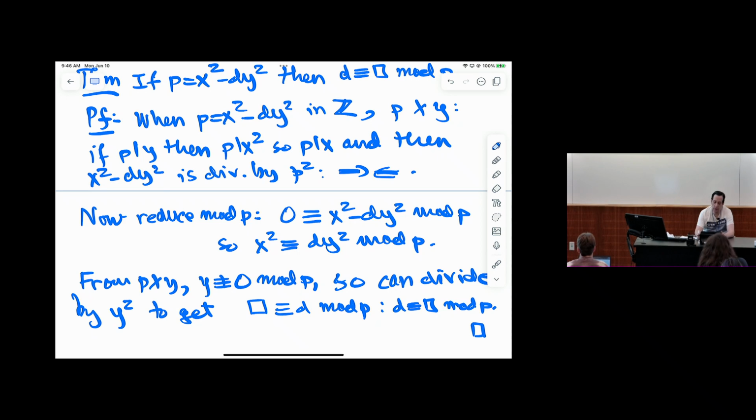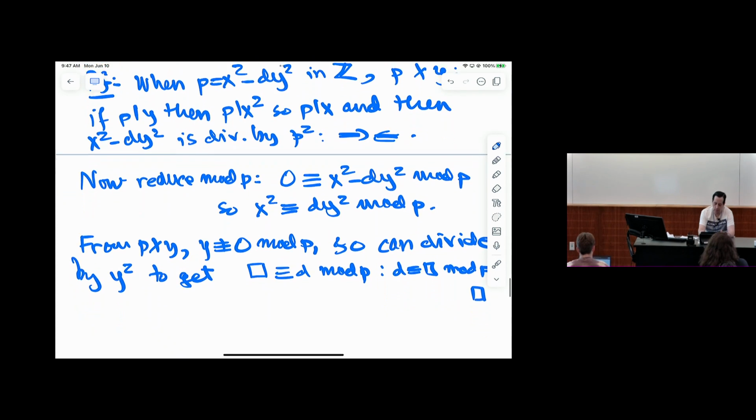In fact, the only thing we used about the left side of the equation is that it didn't have to be p. It could have been any multiple of p that was divisible by p only once, because I needed the left side at least not to be divisible by p two times. But in any case, we'll keep it simple. Just if p is going to be x squared minus dy squared, d must be a square mod p. And so the big question now is the converse direction.